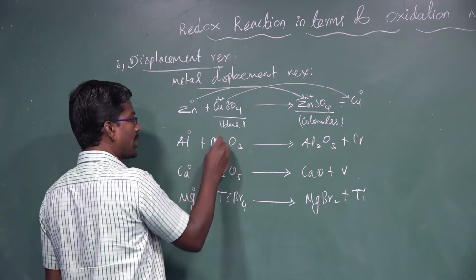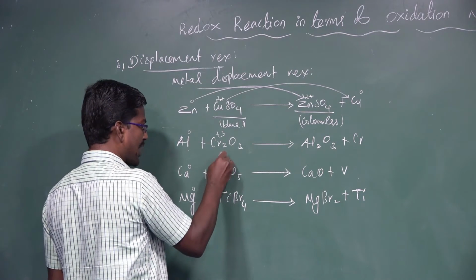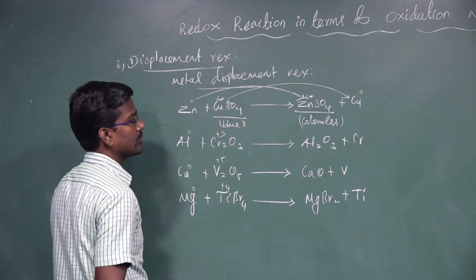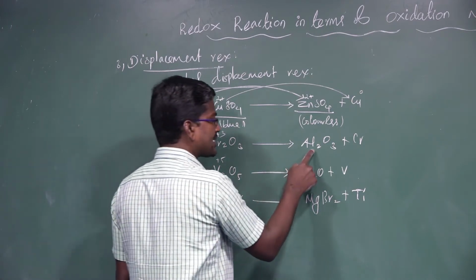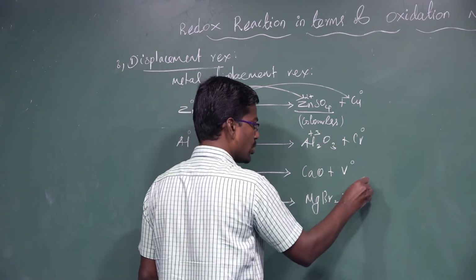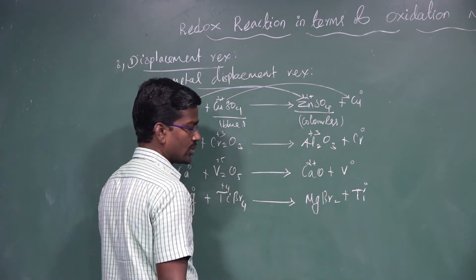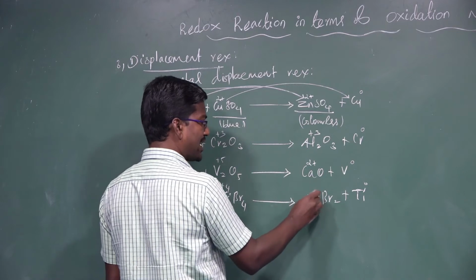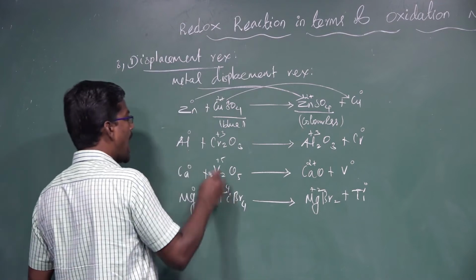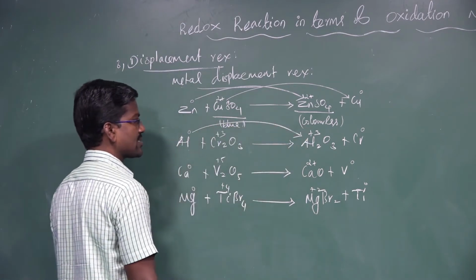Oxidation state of chromium in chromium oxide, plus 3. Vanadium in vanadium oxide, plus 5. Titanium in titanium tetrabromide, plus 4, which changes to 0. Aluminium in aluminium oxide, plus 3, from 0. Calcium in calcium oxide, plus 2. Magnesium in magnesium bromide, plus 2 charge. So oxidation number increases from 0 to plus 3, an oxidation process.